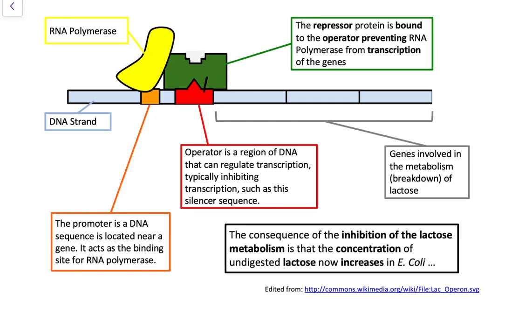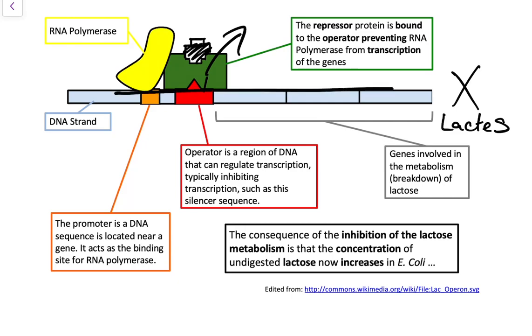No lactose means our repressor binds, it blocks the RNA polymerase, and we get no lactase made. As soon as we get lactose coming along, it would bind here, which means that the repressor wouldn't be able to bind. We wouldn't have the repressor there, and now polymerase can run along and transcribe, and then we'd get the lactase being produced.